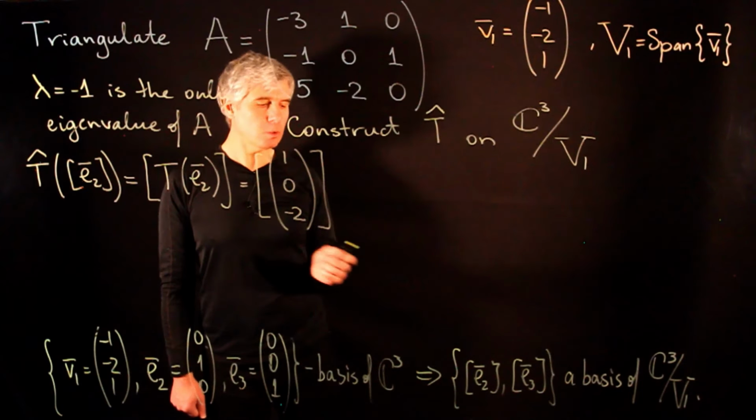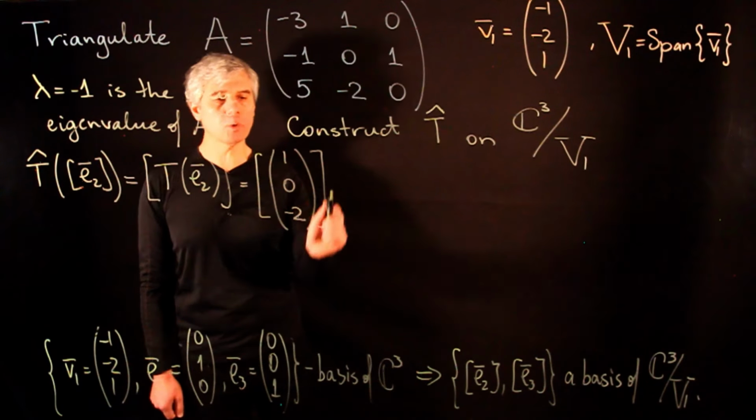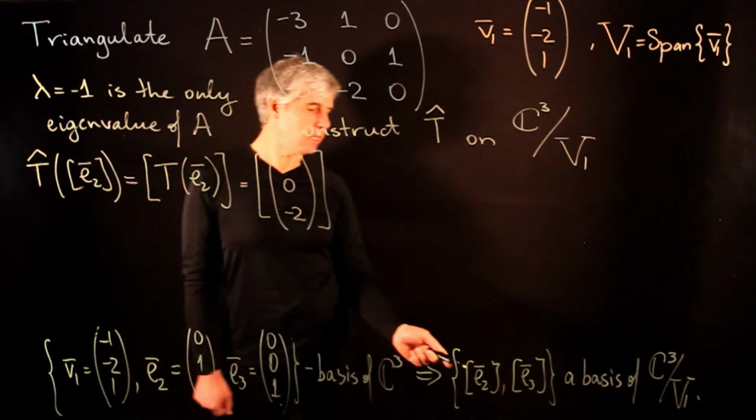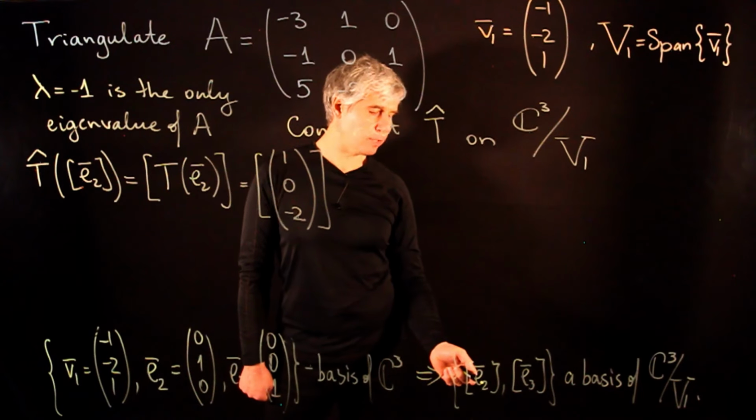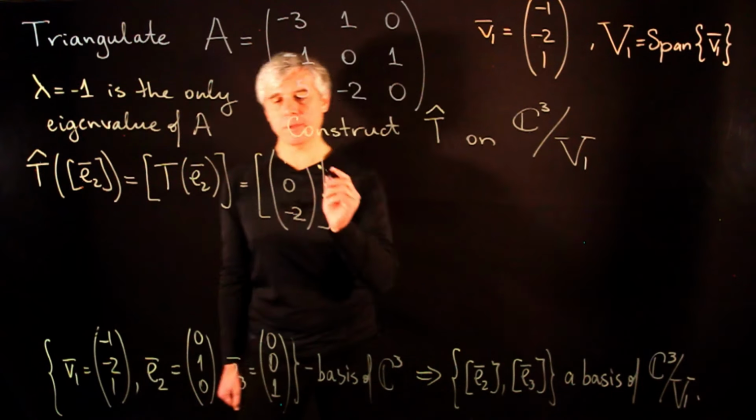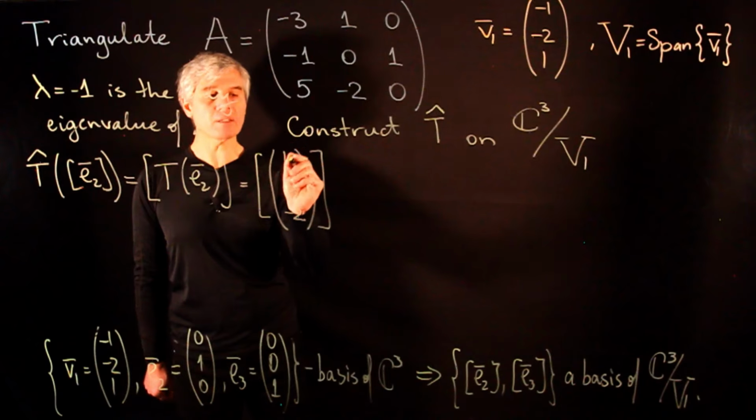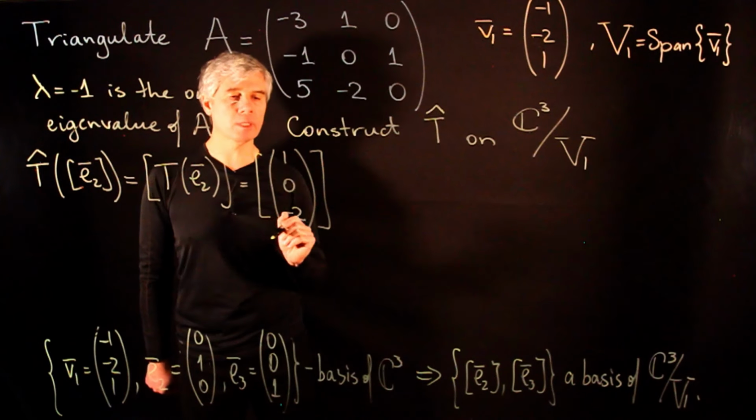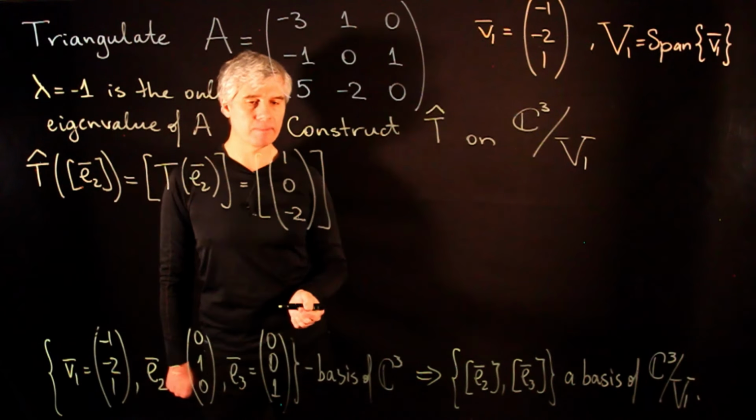Now, what we need to do now is we need to decompose this vector as a linear combination of the classes of E2 and E3. But there is a problem here, because this vector has a non-zero first component. How can we do this?